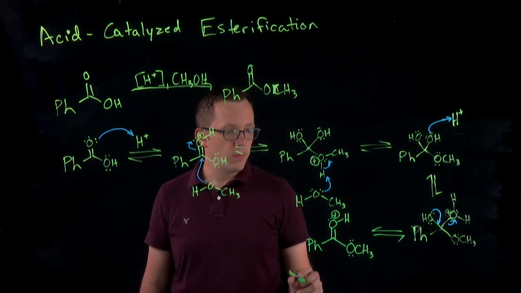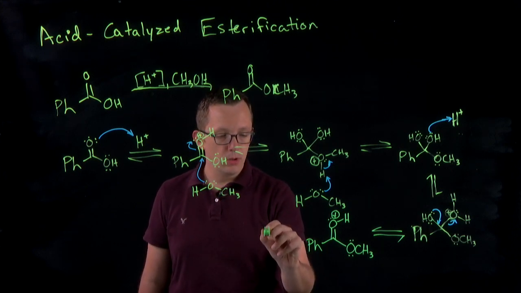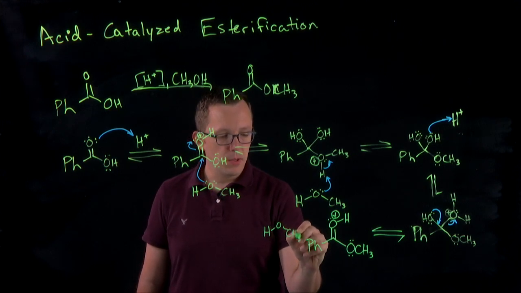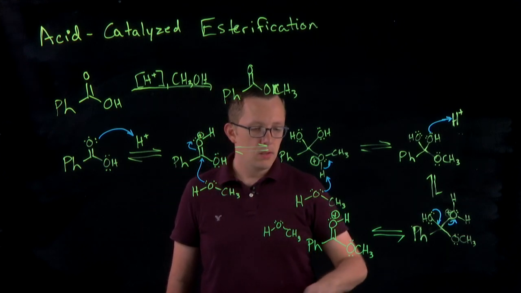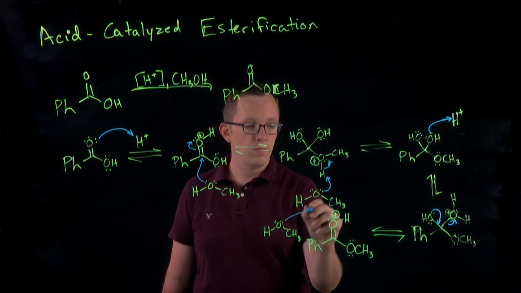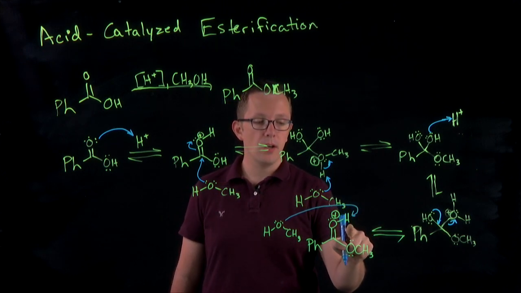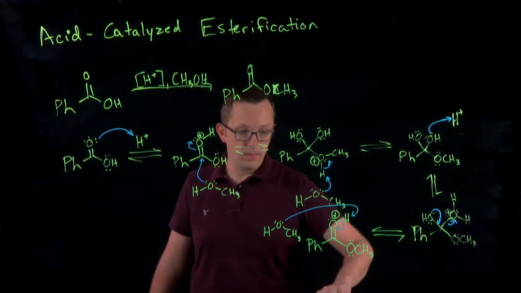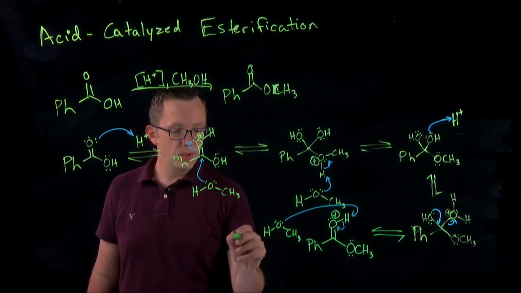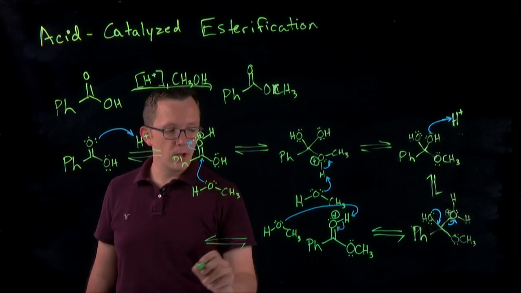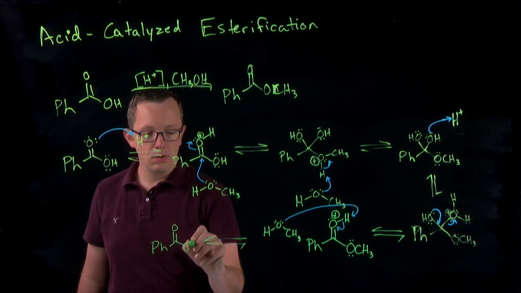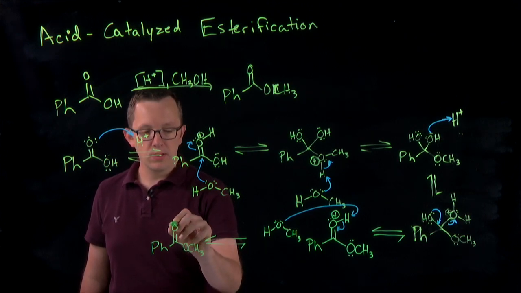So in the last step of our mechanism, we'll take another molecule of methanol and have it act as base. We take that lone pair, it's going to grab this extra hydrogen, and we're going to push those electrons towards that positively charged oxygen. That's going to result in our desired product, where we have formed the ester from our carboxylic acid.